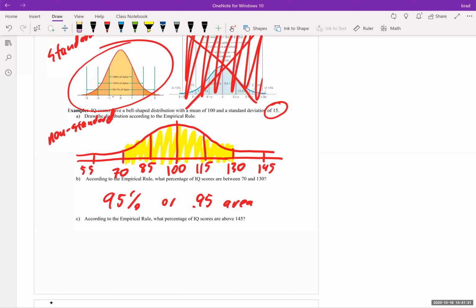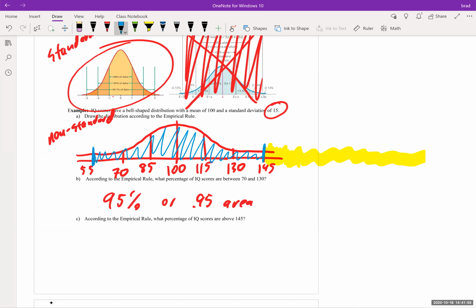So according to the empirical rule, what percentage of IQ scores are above 145? So now we've got to start over here and say above 145. So how much is up here, right? Because it goes on forever, by the way. There's just so little over there that we don't count much of it. Well, I know that from here to here, that's 3 standard deviations, right? How much data is in there?